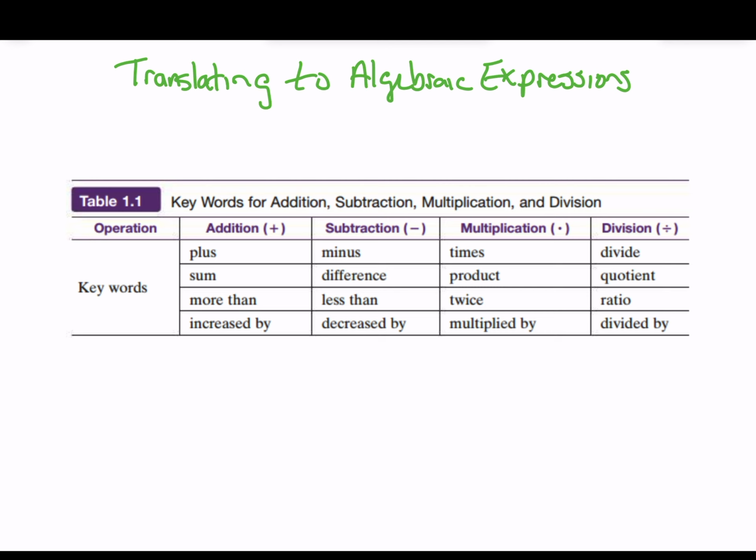So some of the keywords that mean addition, you may see the words plus, sum, more than, increased by. Subtraction, you'll see minus, difference, less than, or decreased by. For multiplication, you'll see times, product, twice, or multiplied by. And division, you'll see divide, quotient, ratio, or divided by. Now, these are some of the keywords. There may also be others that are related to these operations that you may see when you're doing word problems. Let's try some examples where we translate English phrases into algebraic expressions.